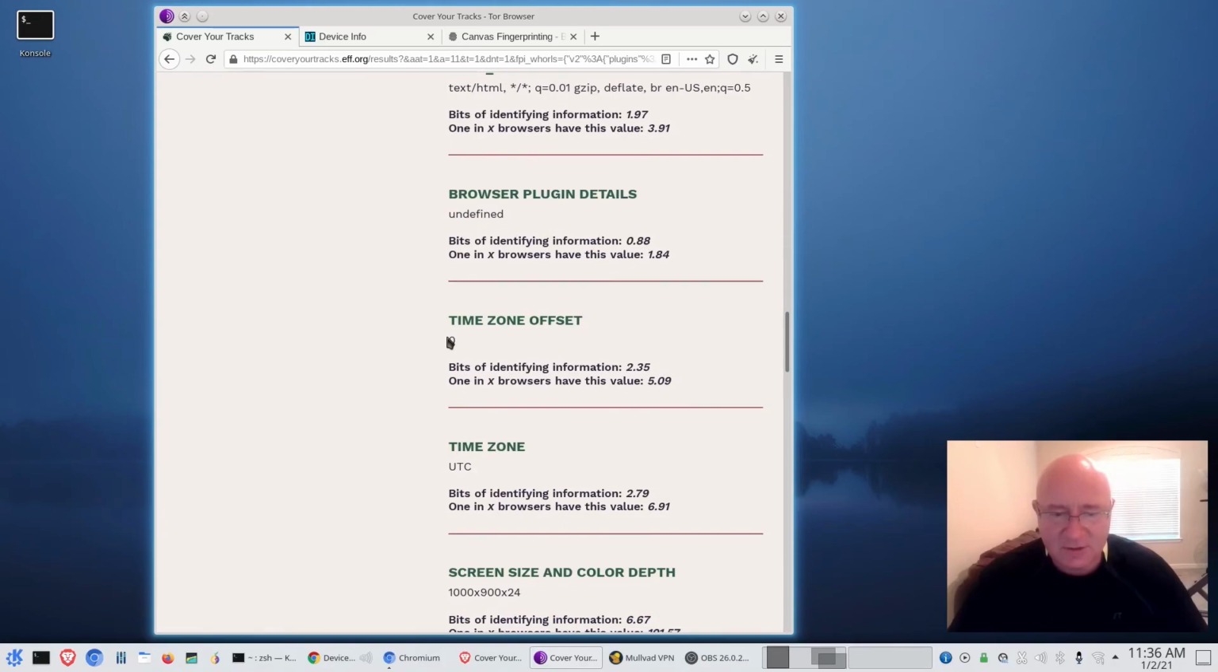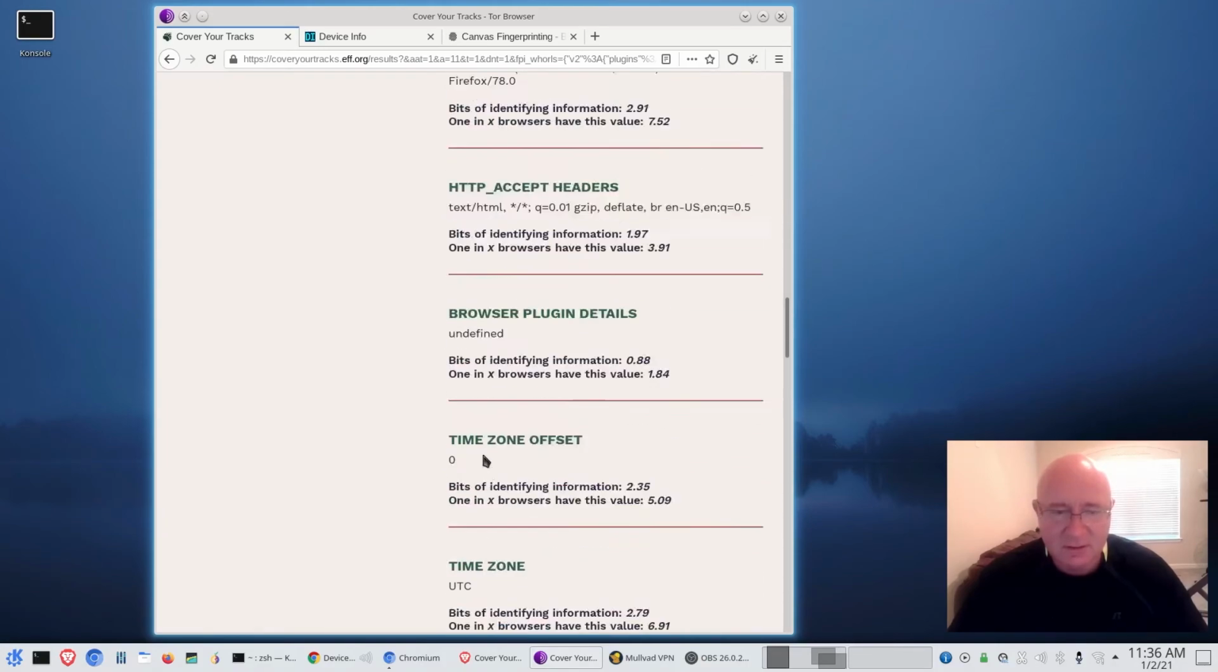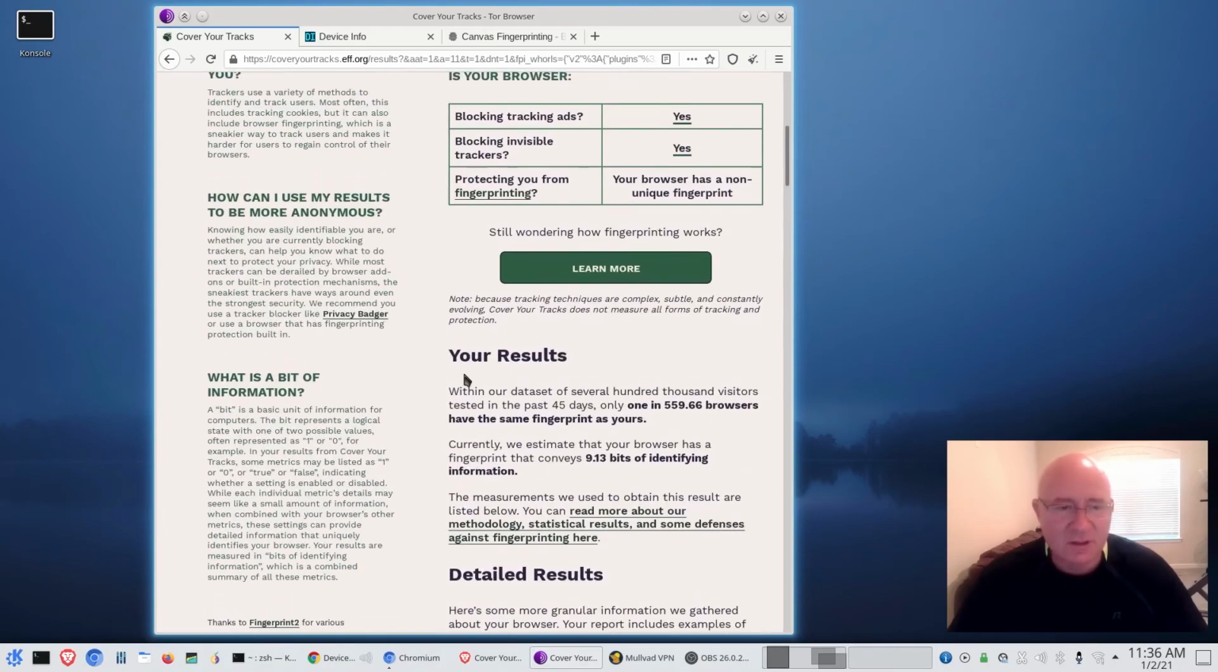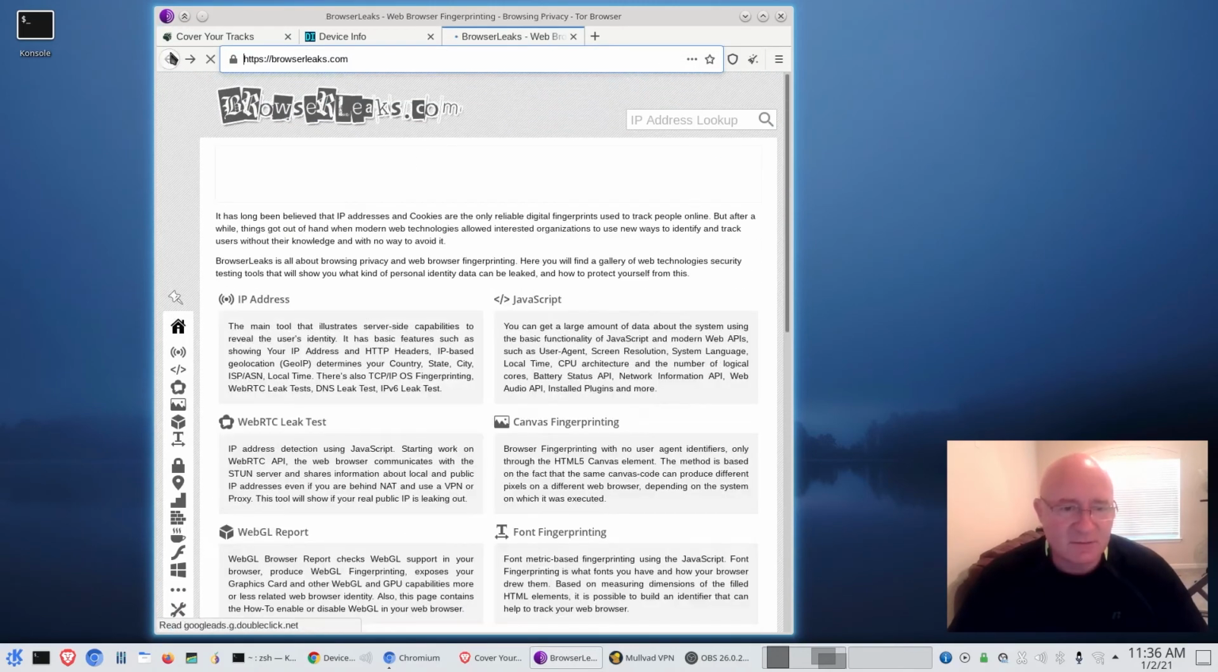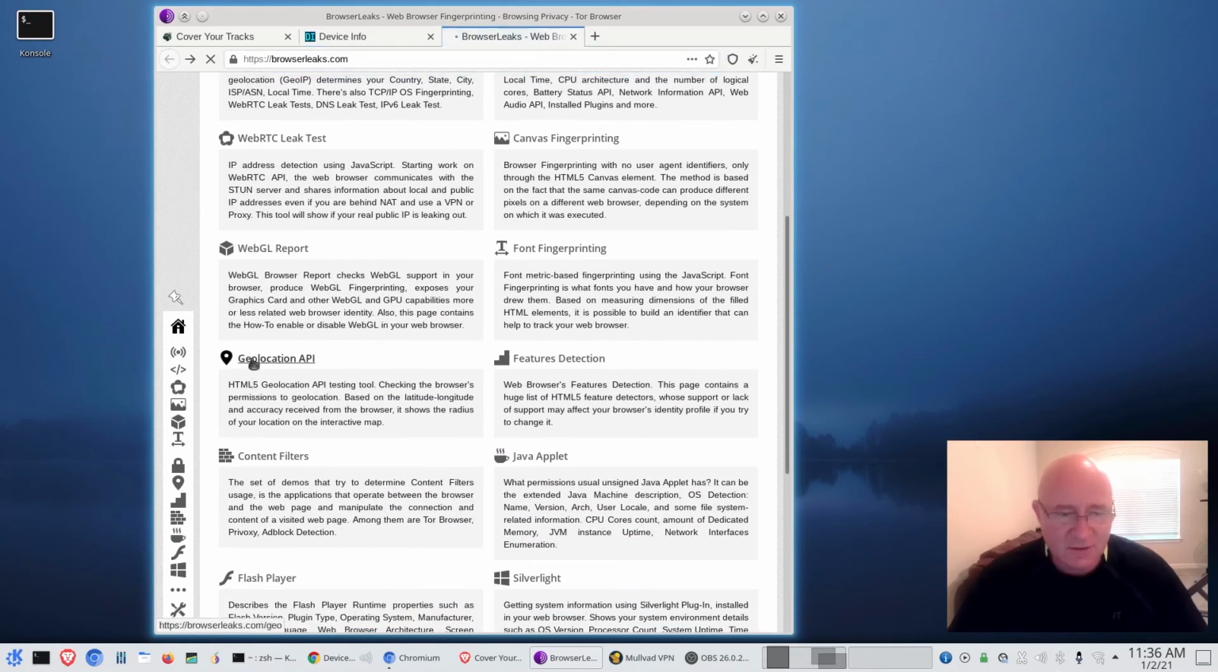Time zone is 0 UTC. I'm not going to go dig through it, but I have it there. And then, again, these types of things here, IP address. Let's go to geolocation, see where it says here.